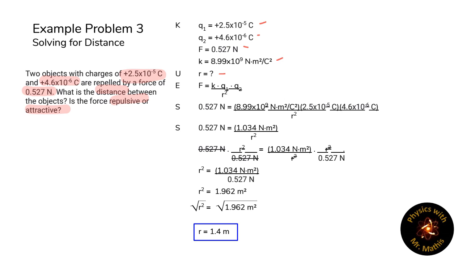We can begin by substituting all of the known values into the equation. So we substitute in the 0.527 Newton force. We can substitute in the 8.99 times 10 to the ninth Coulomb constant. We can substitute in our Q1 and Q2 values of 2.5 times 10 to the negative fifth and 4.6 times 10 to the negative sixth. These both happen to be positive, so I don't need to show anything special for the sign. But remember, if I had a positive and a negative or two negatives, I would not include the signs here because I'm going to apply the positive or negative at the end based on whether they're repelling or attracting.